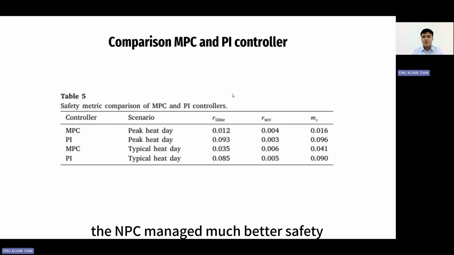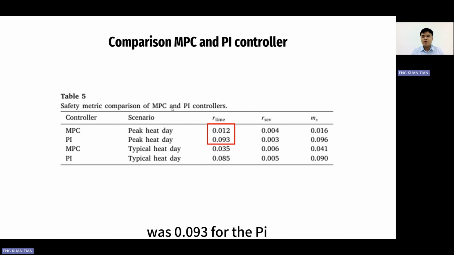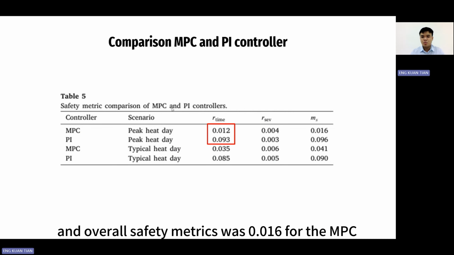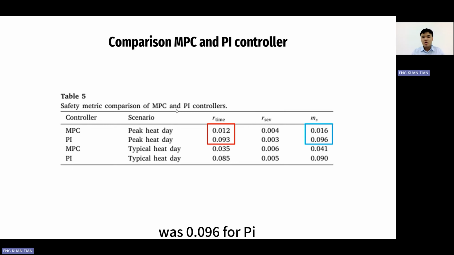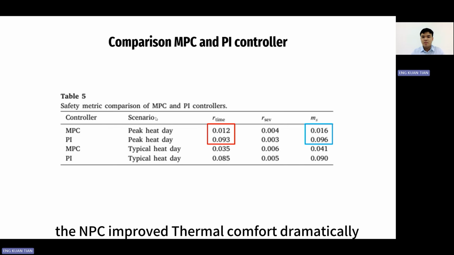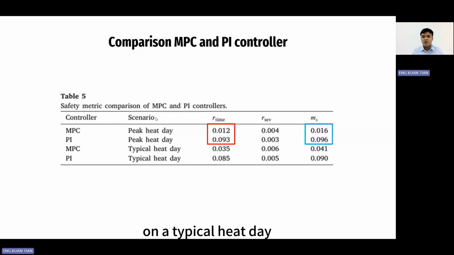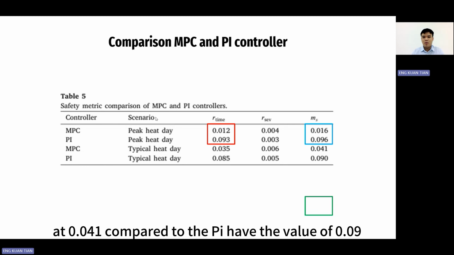On the peak heat day, the MPC maintains much better safety. The unsafe time ratio was 0.012 versus 0.093 for the PI, and the overall safety metric was 0.016 for the MPC versus 0.096 for the PI. Although PI used slightly less energy and had lower cost, the MPC improved thermal comfort dramatically. On a typical heat day, both controllers performed worse due to the high ambient temperature, but MPC was safer and more consistent, which remained at 0.041 compared to the PI's value of 0.09.